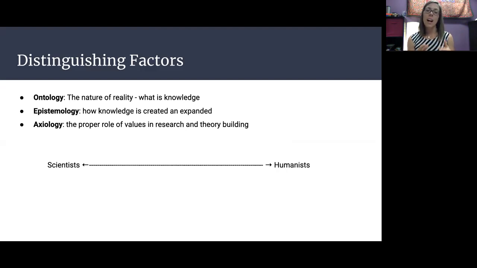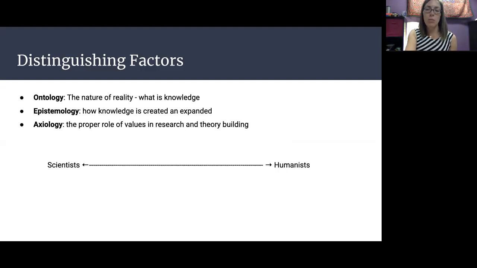Epistemology is how knowledge is created and expanded. You see that in the ways of knowing and the types of theory, how people develop theories and the methods they use. We're going to talk about that more in this book, how we develop knowledge and how we do research. That builds our epistemology. And then axiology is the proper role of values in research and theory building. So how do we use values? What is the role of values in our research?